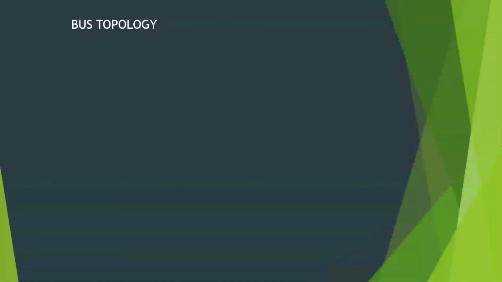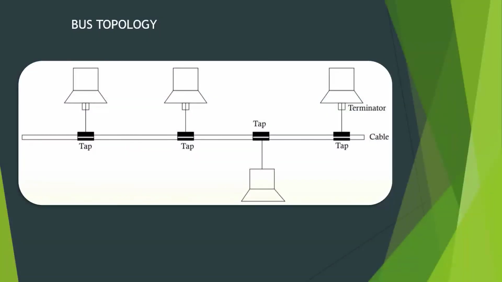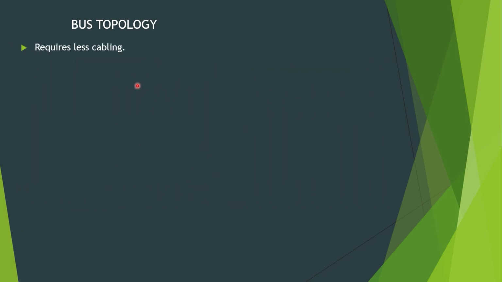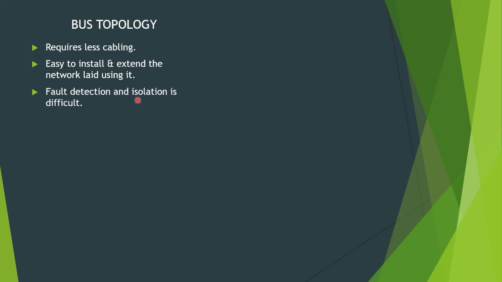Bus topology. In bus topology, there is a main cable known as backbone cable. As you can see here, this is the backbone cable. There are different taps that connect the different network devices with the main backbone cable. And at the end of the bus topology, we use the terminators. The bus topology requires less cabling. It is easy to install and extend the network laid using it.